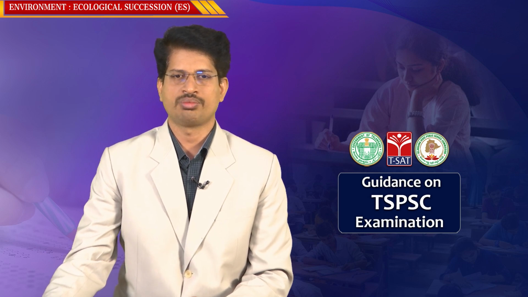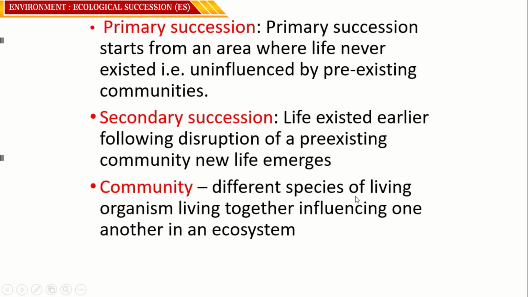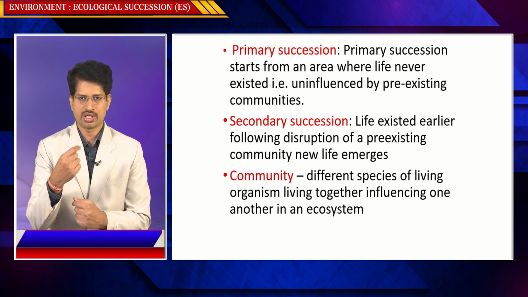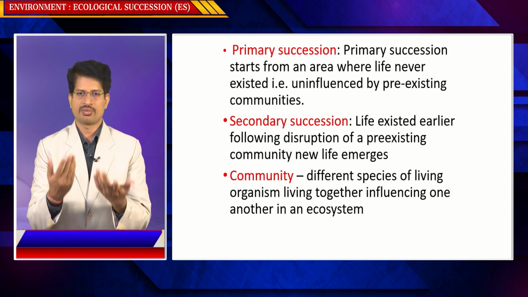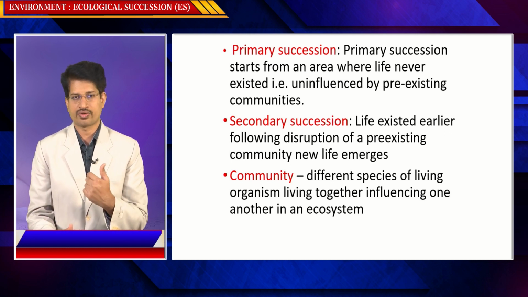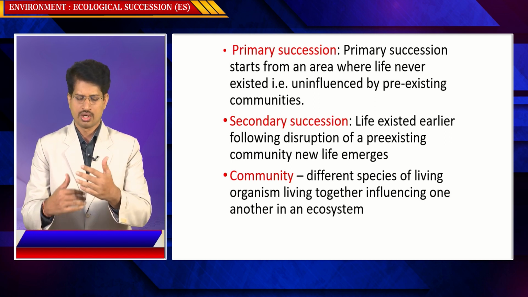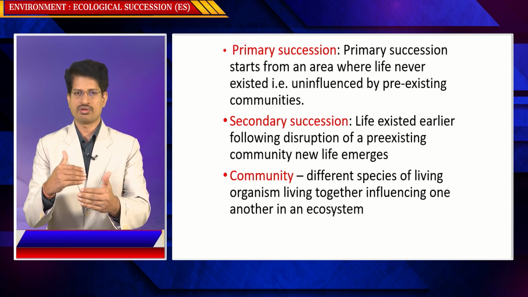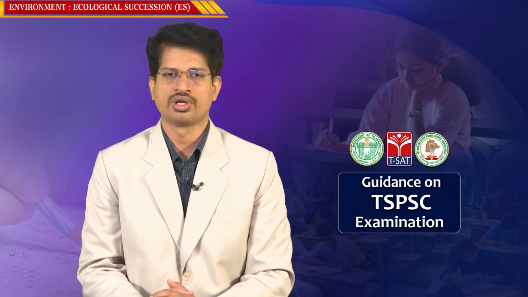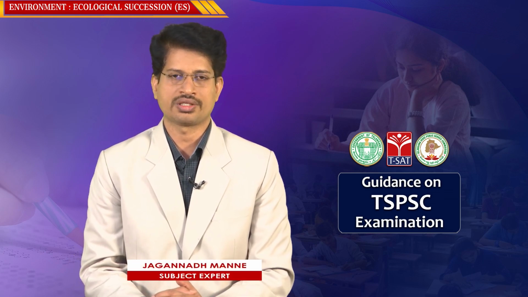In this context, what is a community? A community consists of different species of living organisms living together, influencing one another in an ecosystem. You have certain plants, certain animals. You release carbon dioxide, and the carbon dioxide is absorbed by plants, so you are influencing the plants. Plants release oxygen and you inhale oxygen; without oxygen, you cannot survive. Plants produce food and release oxygen. So there is an influencing of one species by another species. When species in an ecosystem influence one another, it is known as a community.